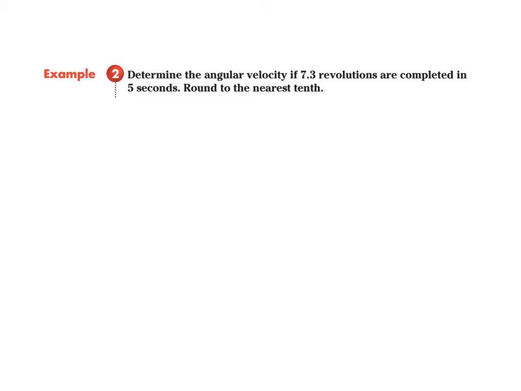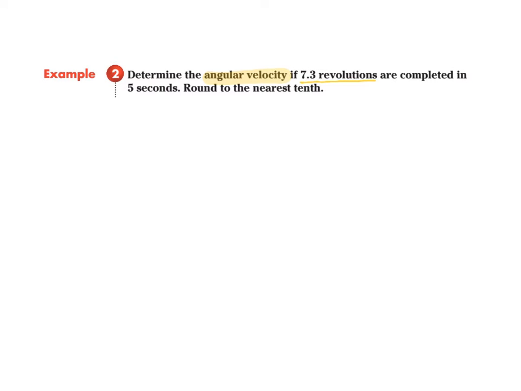Here in example 2, we're asked to determine the angular velocity if 7.3 revolutions are completed in 5 seconds. So we want to do the angle in radians divided by the unit of time. Well, right now, our displacement is not measured in radians, it's measured in revolutions. So we have to convert that to radians first. That would be revolutions times 2 pi.